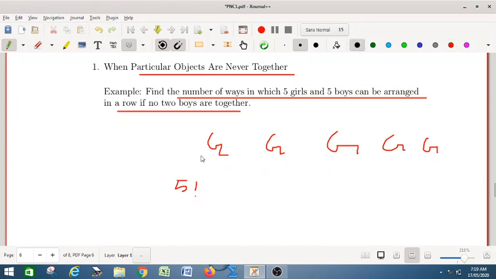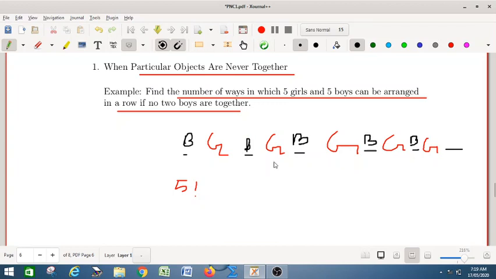And look at the places in between them. If you put the boys, they will be separated. 1, 2, 3, 4, 5, 6. There are 6 places in between the girls, before the girls and after the girls. So there are 6 places. If you put the boys in these places, boys will be separated.